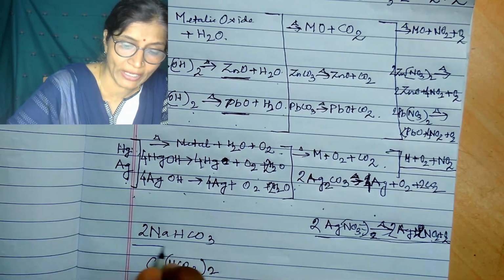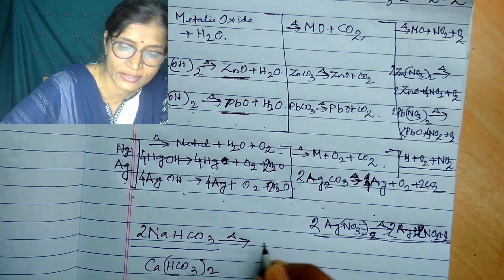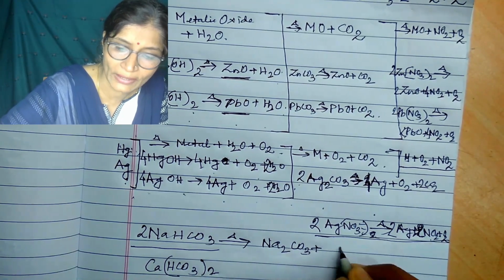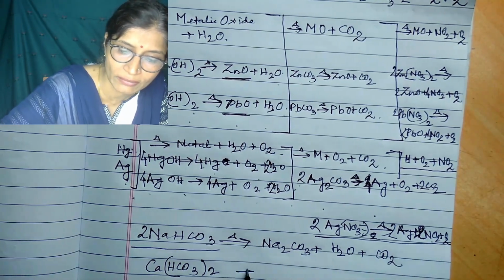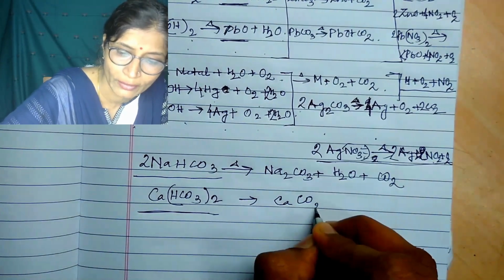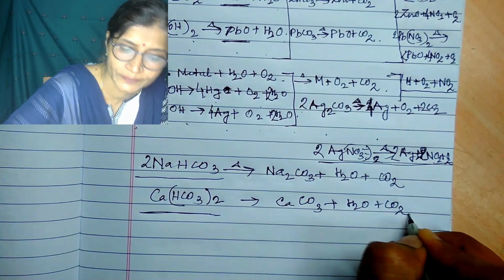Next one is bicarbonate salts. When sodium bicarbonate is heated, it will give sodium carbonate, Na2CO3, plus water plus carbon dioxide. In the same way, when calcium bicarbonate is heated, it will give calcium carbonate plus water plus carbon dioxide.